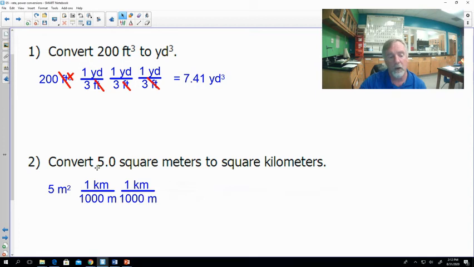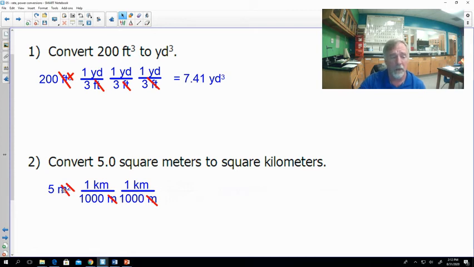So 5 meters squared. Let's go through and show where we crossed out our units. Make sure we got our units crossed out right. We got meters here in the top. We got a meter here in the bottom. We got another meter here in the top. We have another meter here in the bottom. So now we've got 5. So our units canceled out. We're left with kilometers times kilometers, square kilometers. That's what the question asks us for.